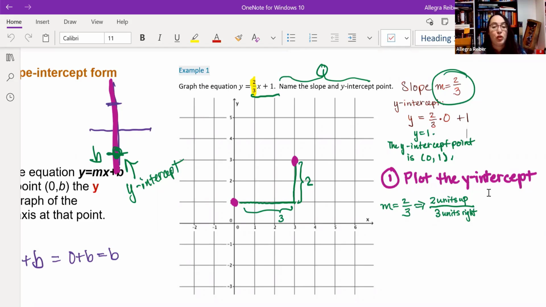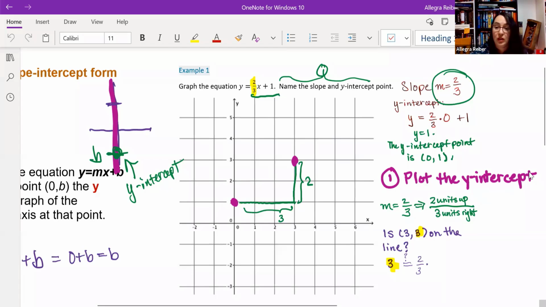Let's check that the point 3, comma 3 is on our line. Is 3, 3, this point I found doing this math on the line? Well, remember to check if a point is on the line, I'm checking to see if it's a solution to the linear equation. So I'm going to replace y with 3 because that is the y coordinate of the point. And then I'm going to put, is this equal to 2/3 times the x coordinate, which was 3 in this example, plus 1. So there's the x coordinate showing up.